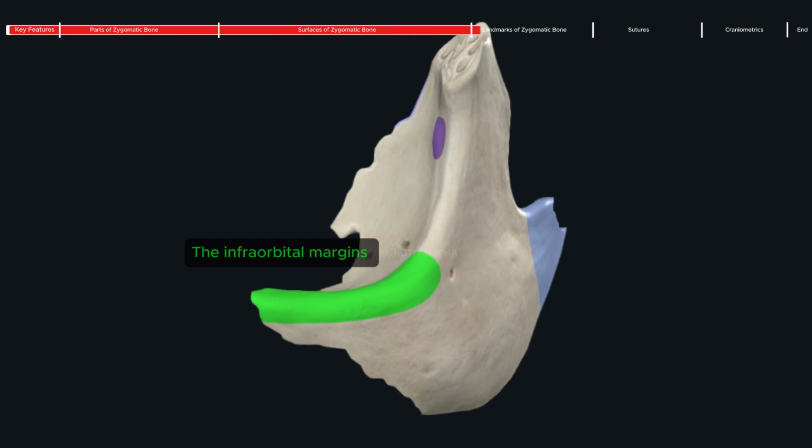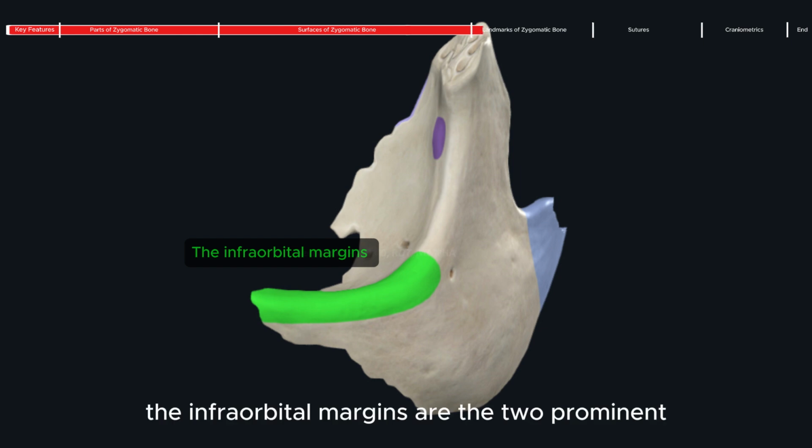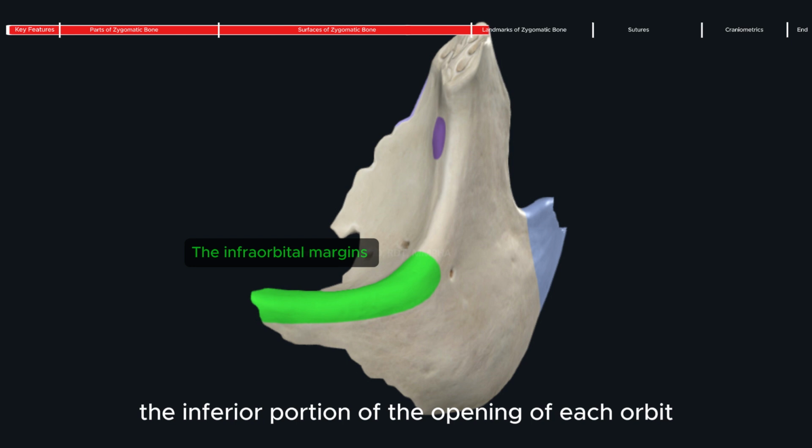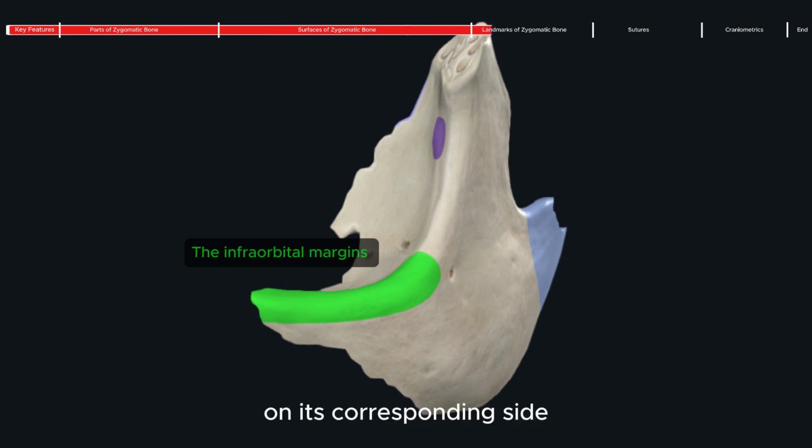Landmarks of zygomatic bone. 1. The infraorbital margins are the two prominent, curved edges that form the inferior portion of the opening of each orbit. On its corresponding side, each infraorbital margin.